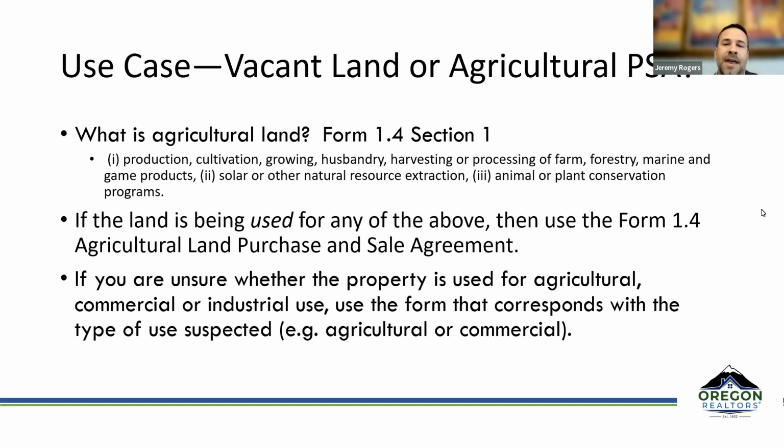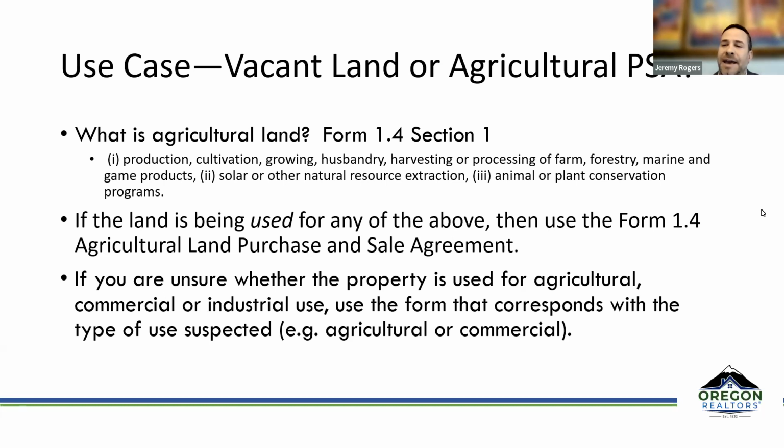Again, if you're unsure, then you want to use the agricultural sale agreement. And the same would be true if it's commercial. If you're not sure whether this would be considered a vacant property or a commercial property, use the commercial sale agreement, because you're going to be covering things that are protective of the buyer and seller related to commercial, or related to agricultural, that are not in vacant land.